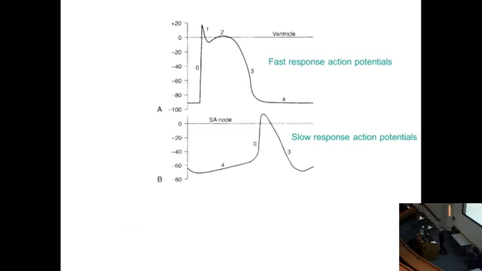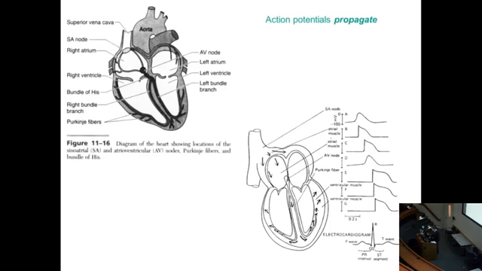The ventricular action potentials and the ones that look like them are called fast action potentials because this rise is very fast. This is called slow response action potentials. This rise is actually slower. We will talk about why that is next week, okay? So let's quickly go through how the action potential propagates through the heart.